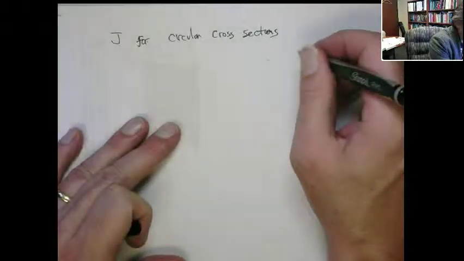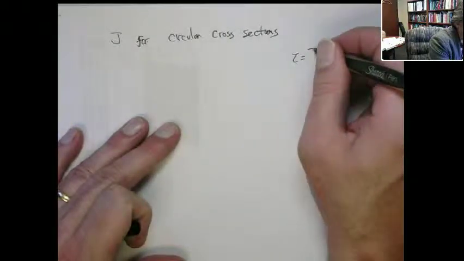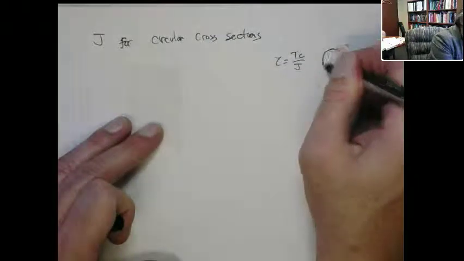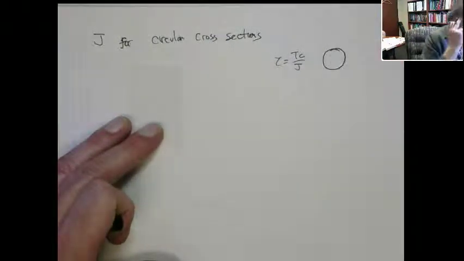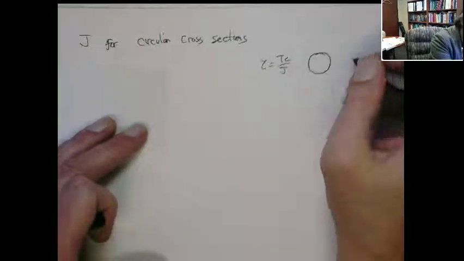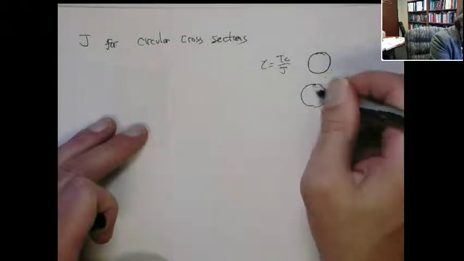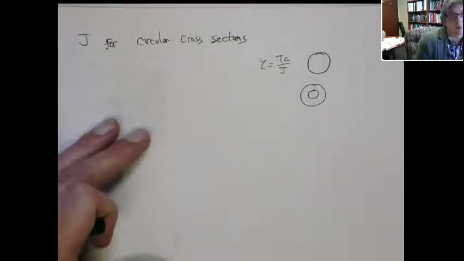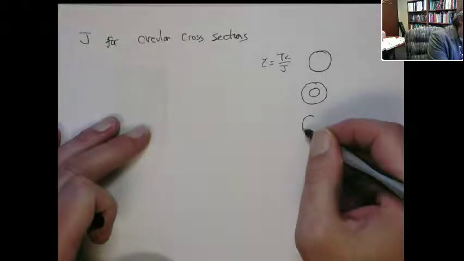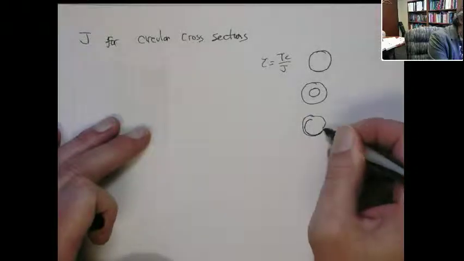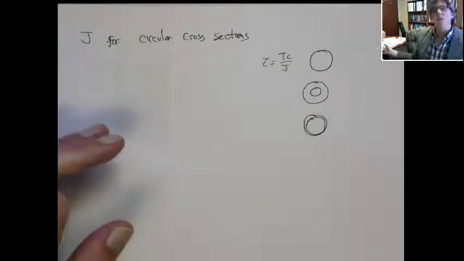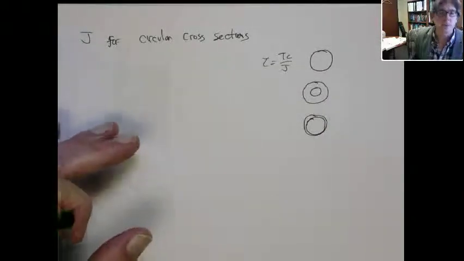So what I'm saying is that the tau equals Tc on J type of concept is good for circular cross sections. Really, theoretically, it is only good for solid circular cross sections. Sometimes we can deal with hollow ones where the wall is relatively thick. As soon as the wall starts to become thin, it starts to break down. You can still use it, but it's not ideal. And there are sections in the text, chapter 5, that discuss this.